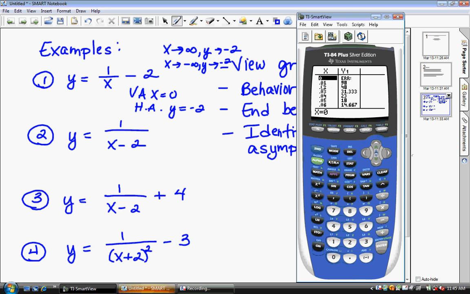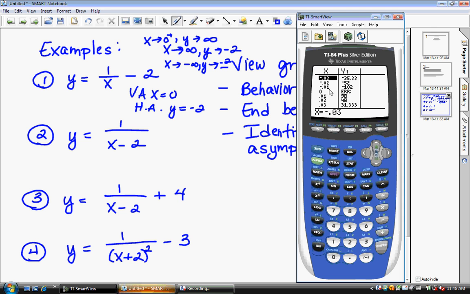Okay, here you can kind of see the effect of it going on. At 0.01, my y value is 98. At 0.02, it's 48. So what's happening? As we're getting closer and closer to the value of 0, our y values are getting larger and larger. They're going to infinity. So we would say that as x is approaching 0 from the right, y is going to what? Infinity.